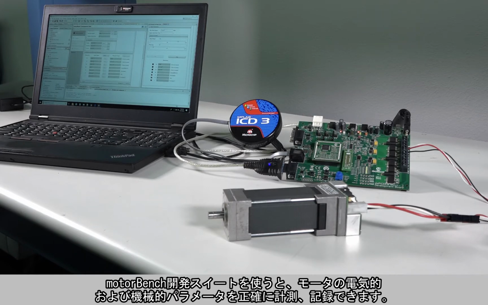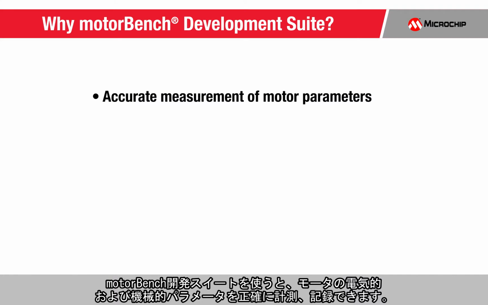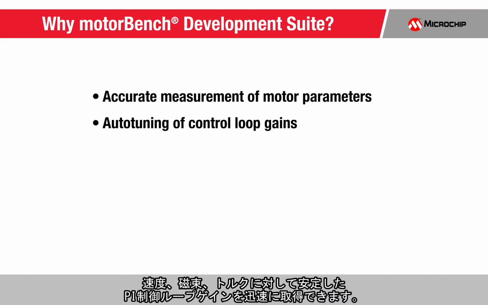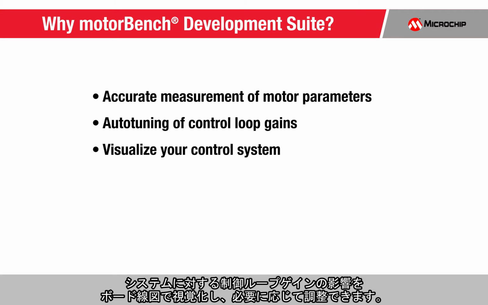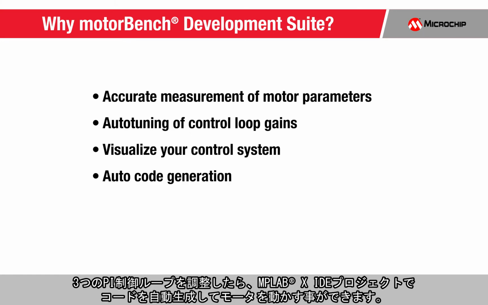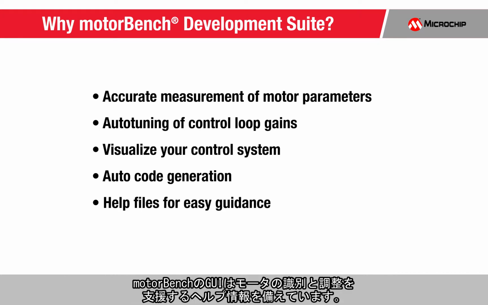With the help of the motorBench development suite, you can accurately measure and report a motor's electrical and mechanical parameters. You can quickly get stable, proportional integral control loop gains for velocity, flux, and torque. You can visualize how the control loop gains affect your system through Bode plots and adjust these if necessary. Once the 3 PI control loops are tuned, you can auto-generate code straight into an MPLAB-X IDE project to run the motor. The motorBench GUI has integrated help information to guide you through the motor identification and tuning process.